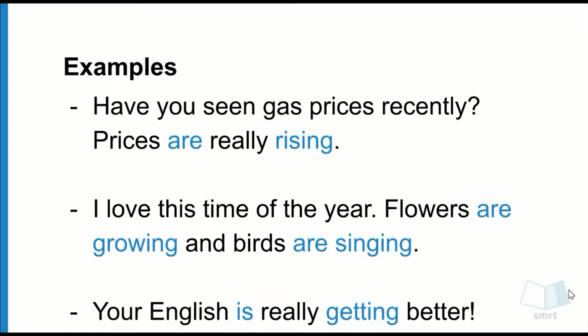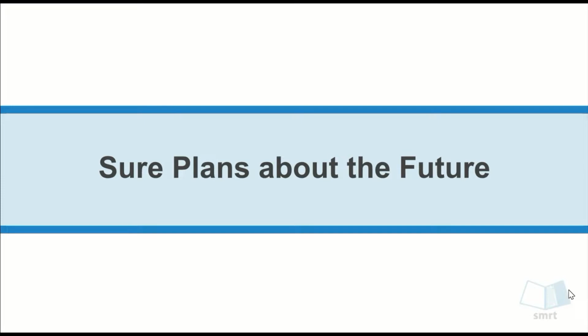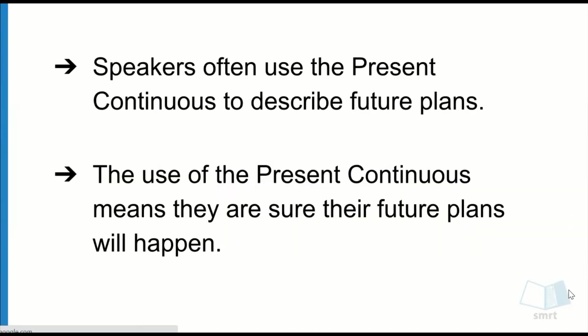I love this time of the year. Flowers are growing and birds are singing. Well, I think right now flowers aren't growing, but I hope next month this is going to happen. Your English is really getting better. We also use it, as I told you before, for speaking about sure plans about the future. This means arranged plans, things that I'm pretty sure I'm going to do.